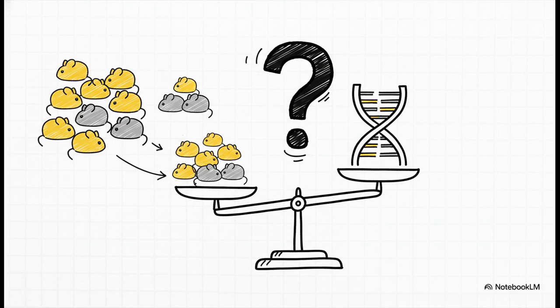So here's the setup. We did a genetic cross with some mice, and in the end we counted the offspring. We observed 140 with yellow fur and 68 with gray fur. Now, basic genetics gives us a prediction for what that ratio should be. So the big question is, is the difference between what we actually got and what we predicted a real, significant finding, or was it just a random fluke?